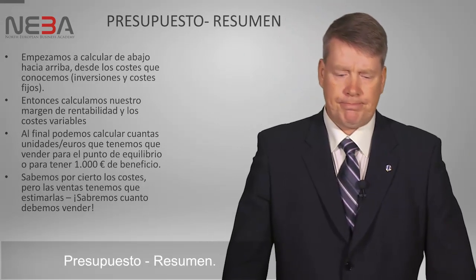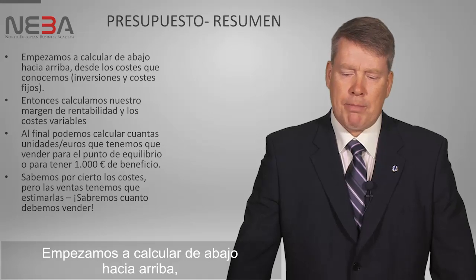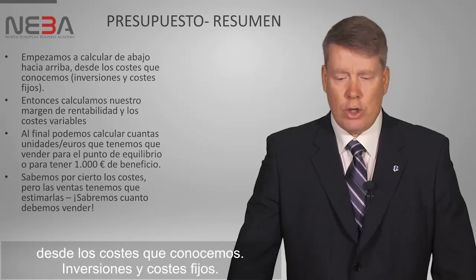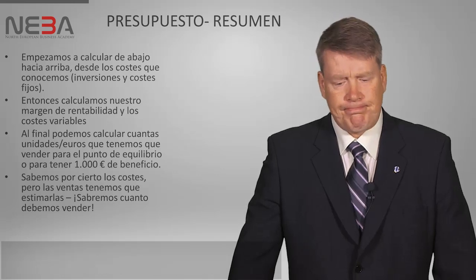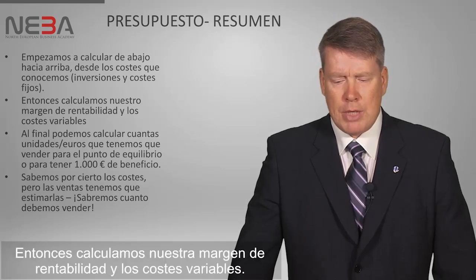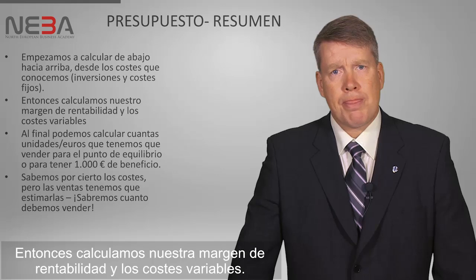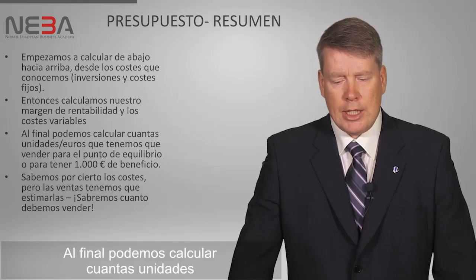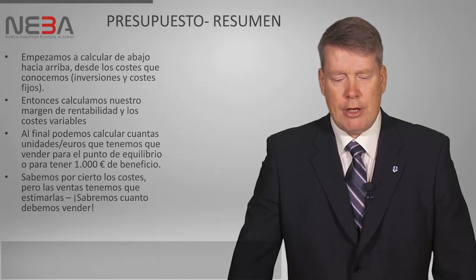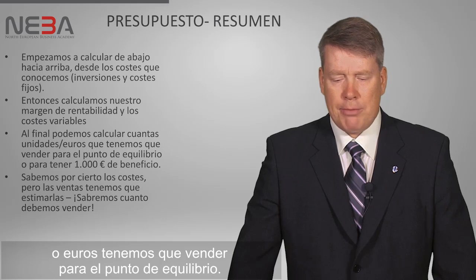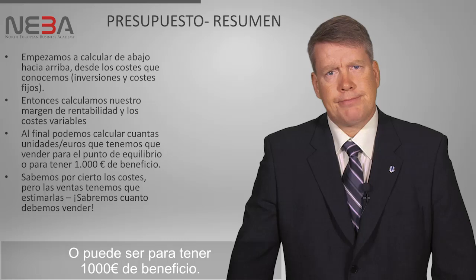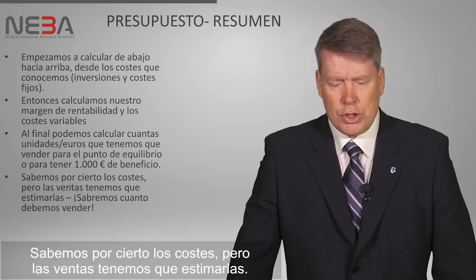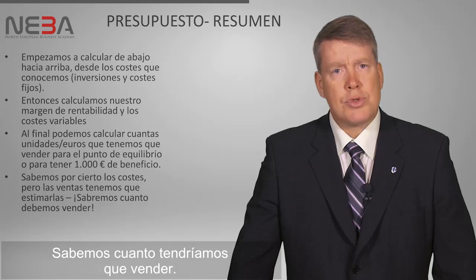Budgeting summary. We started to calculate from the bottom up. From the costs we know: investments and fixed costs. Then we calculated our profit margin and variable costs. Finally, we can calculate the number of units per euros we need to sell to break even, or maybe make 1,000 euros profit. We know for sure the cost, but sales we need to estimate. We know how much we would have to sell.